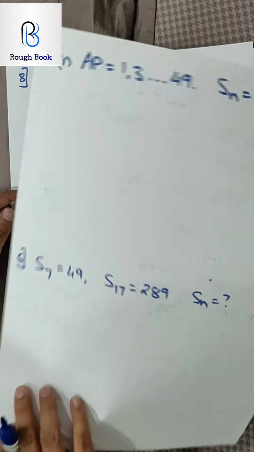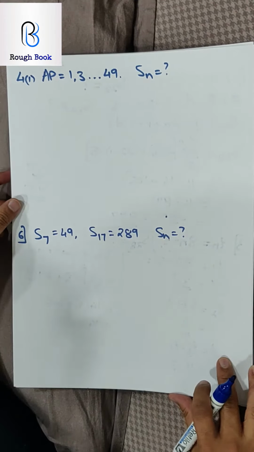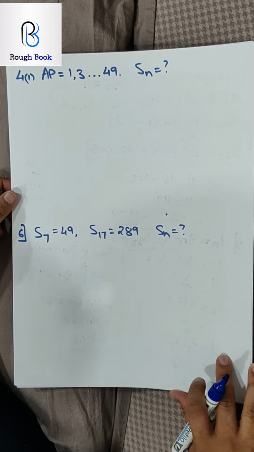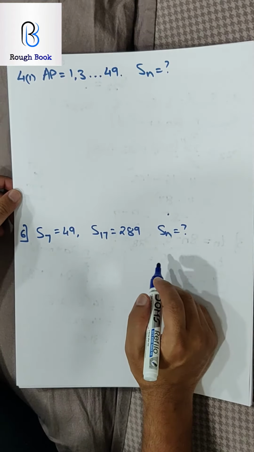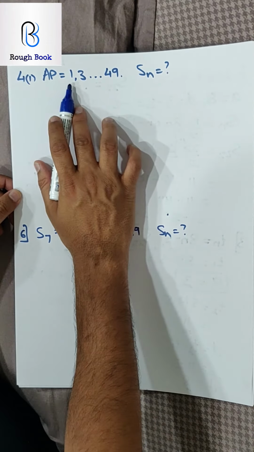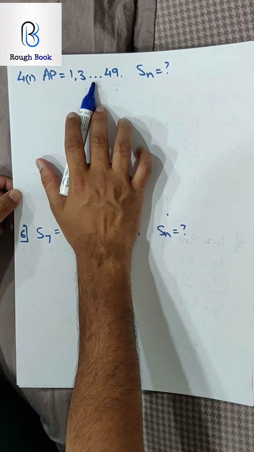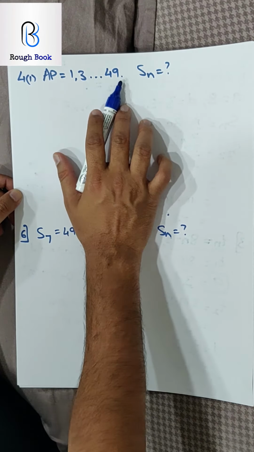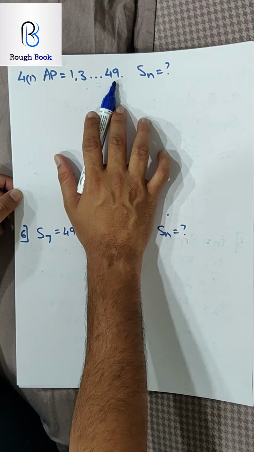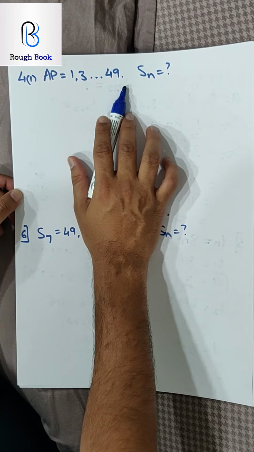Let's read question number 4 part 1. There is an AP. They say find the sum of all odd natural numbers. Natural, so starting from 1, odd, so 1, 3, 5, until less than 50, so that will be 49, the last term. Sum of all these terms is what they want.